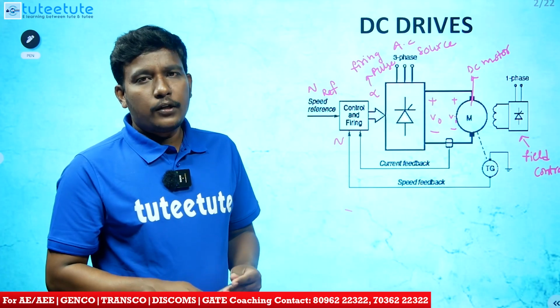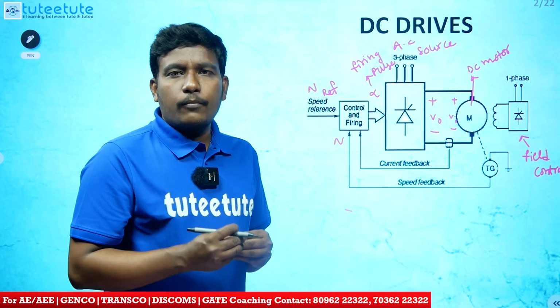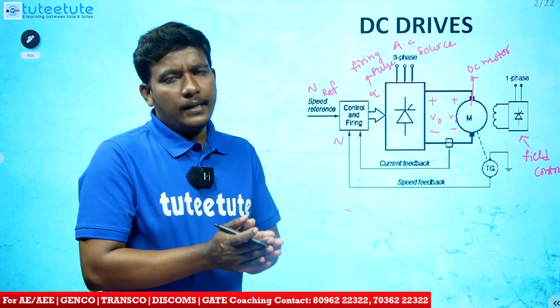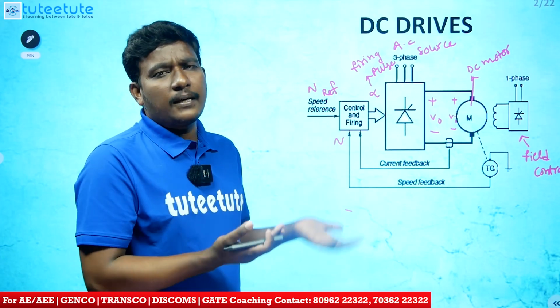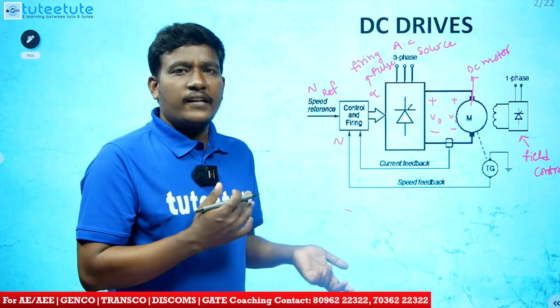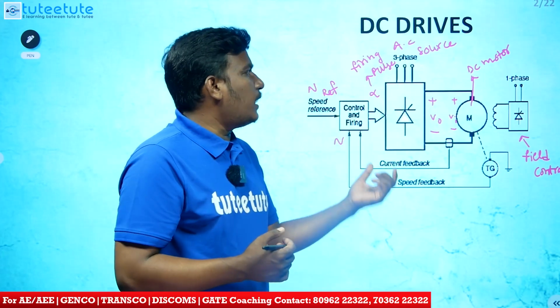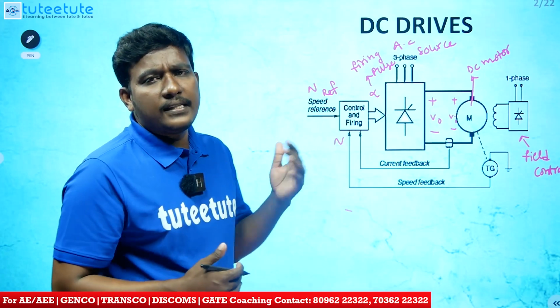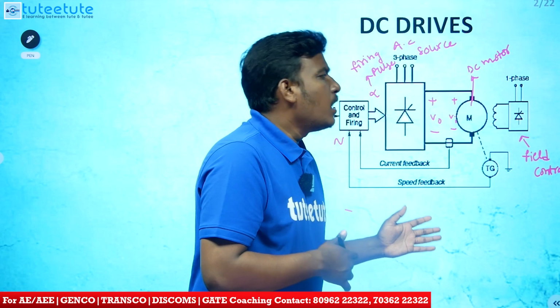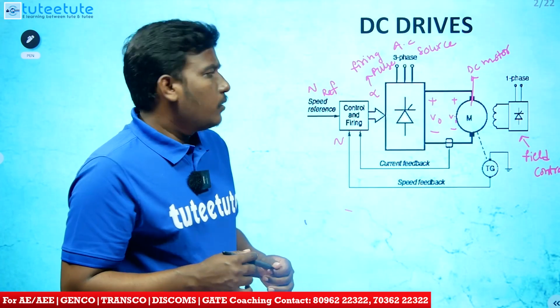Okay, I am going to summarize the things. A DC drive is nothing but a drive where the main prime mover is a DC motor. The supply may be an AC supply or DC supply. If you consider an AC supply, it may be a single phase or a three phase supply. By using a power modulator, we convert the given AC source to a DC source and run the load.